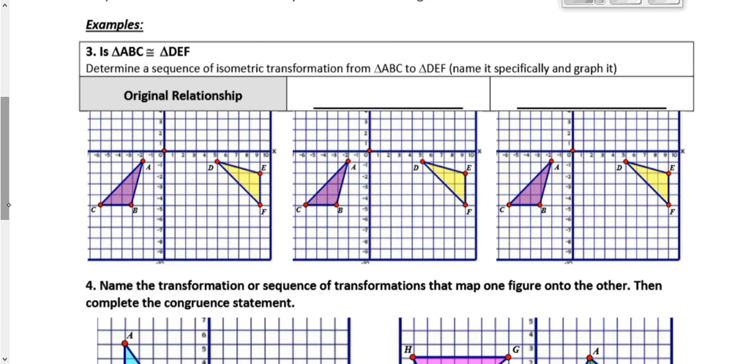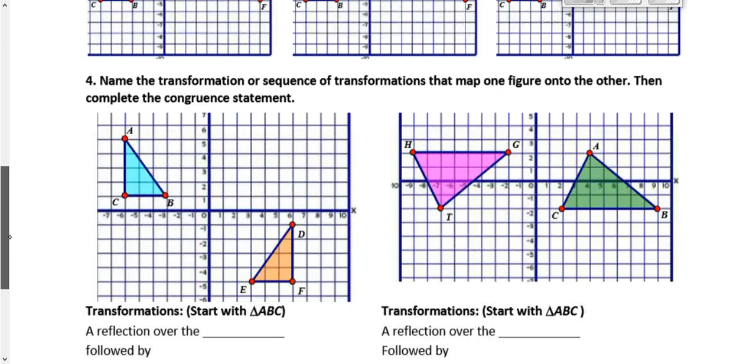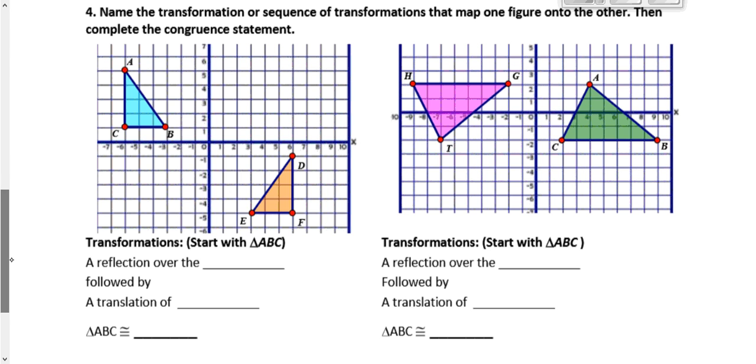Let's skip this part here. Let's go down to number 4. So let's see if we can name the transformation that maps one onto the other, okay? In this first one here, going from triangle ABC to DEF, it'd be a reflection over the what? Over the y-axis, right? So reflection over the y-axis. What's another name for the y-axis? Yeah, there we go. X equals 0 line.